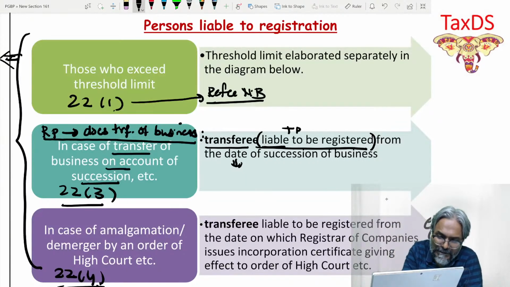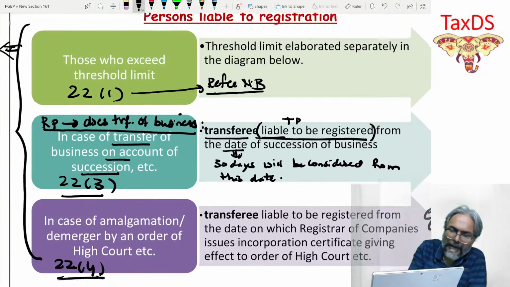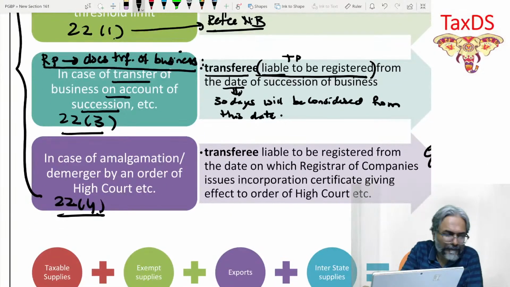So this date, students, is a key date. 30 days will be considered from this date. Is that point clear to all of you?